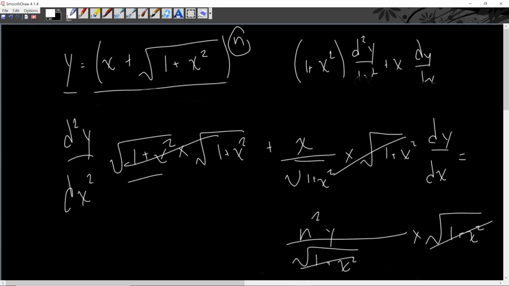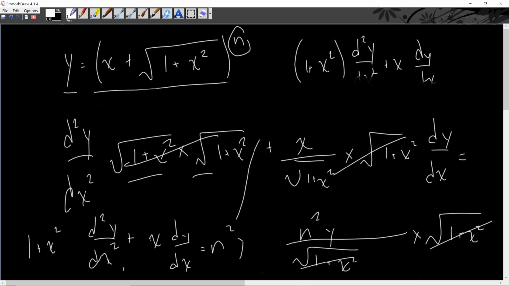This is just going to take out the radical. The only reason that we were able to do this is because we multiplied by square root of 1 plus x squared on both sides. We have (1 plus x squared) d squared y dx squared plus x dy dx is equal to n squared y, which is what we were originally asked for.